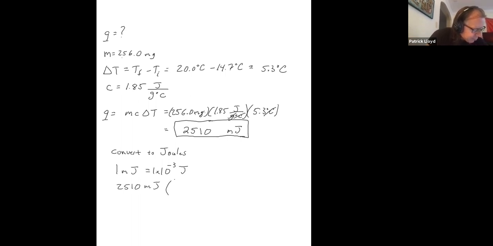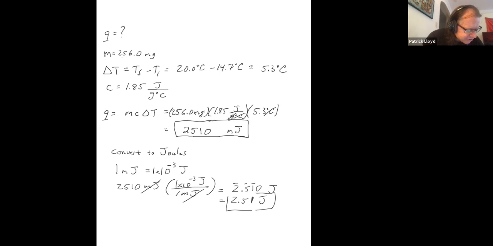millijoules. We want to get rid of the milli, so we want to put the 1 millijoule down here. And then 1 times 10 to the minus 3 joules. So millijoules cancel. And what you're going to get is 2.510, and then you'll have joules, okay? So now 3 significant digits is easy. 1, 2, 3. So 2.51 joules. So it actually is probably better to have it in joules in this particular problem than it is to have it in millijoules, okay? And there you go.